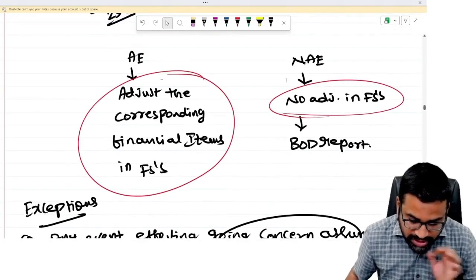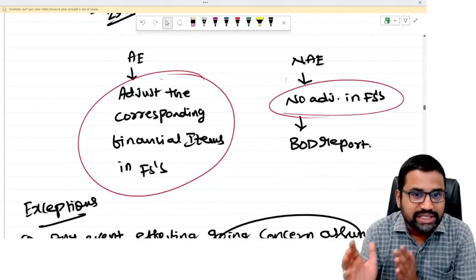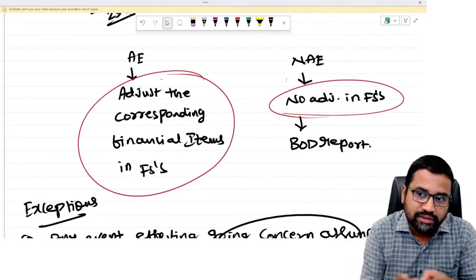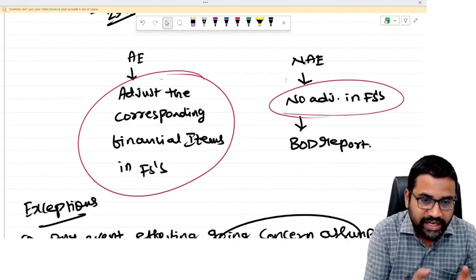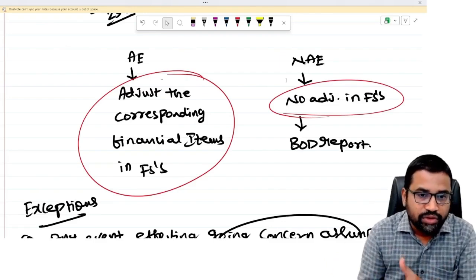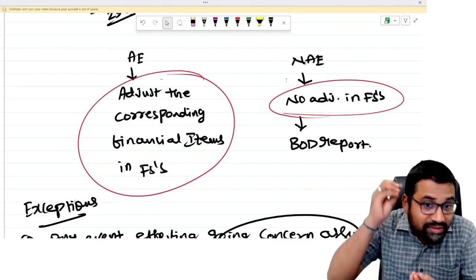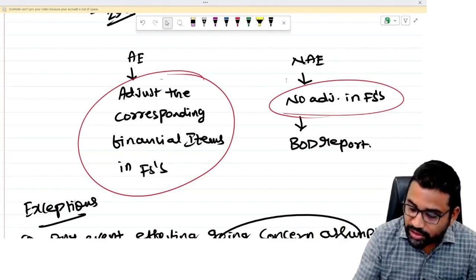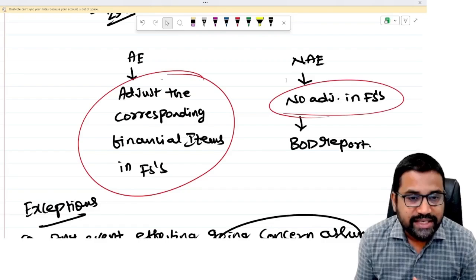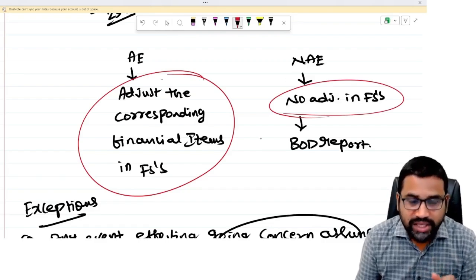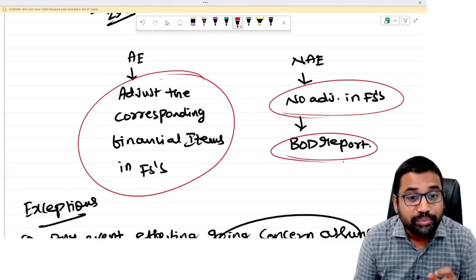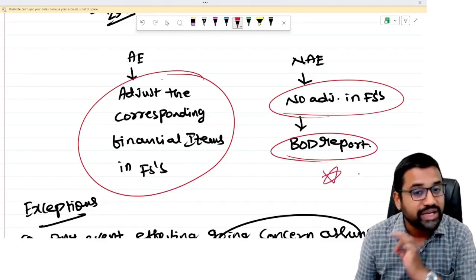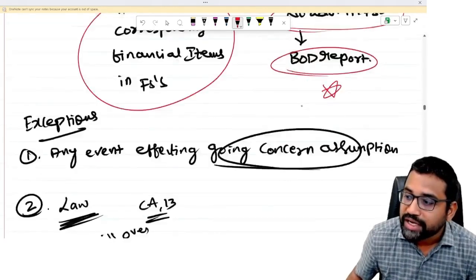Okay. Now see, if it is an adjusting event, we need to adjust the corresponding items. For example, if it is relating to debtors, we will adjust the debtors and create a provision. If it is relating to stock, we will adjust the stock. If it is an adjusting event, we will definitely make the adjustment of the corresponding items in the current year. A non-adjusting event, ignore it. But the standard, Ind AS 10, says if it is a non-adjusting event, you need to disclose it in the Board of Directors report if required. Remember, the Board of Directors report is not the financial statement.